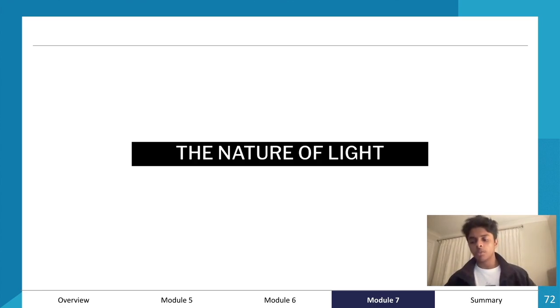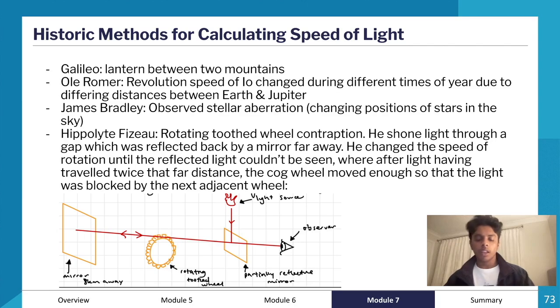So going through module 7 then, we'll first look at the historical methods for calculating the speed of light. So we have Galileo first of all. So what did Galileo do? He basically took himself and some other person, let's say person A and person B. Person A climbed up to mountain A, and person B climbed up to mountain B, which was approximately 1 to 2 to 3 kilometers away from mountain A.